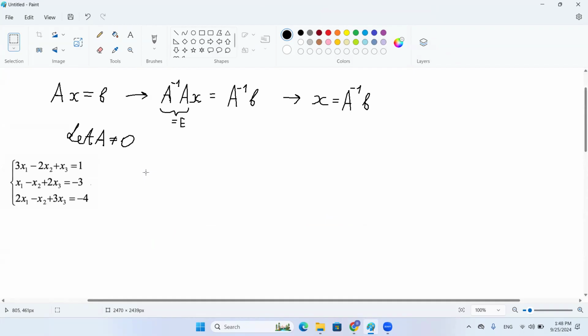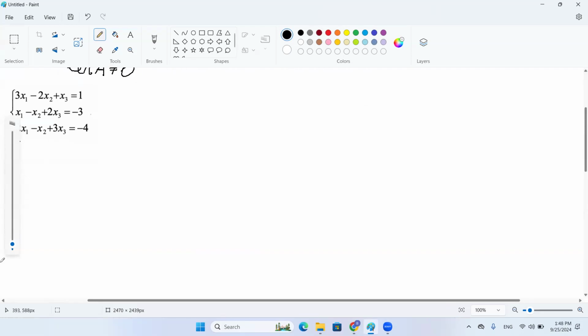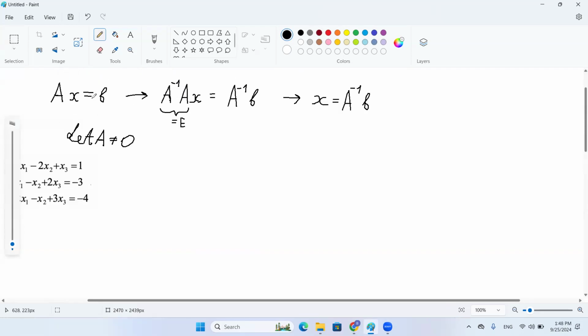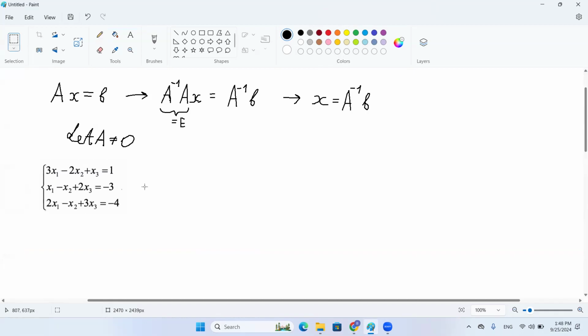Firstly, let's verify that we can use the matrix method here. Anyway, we will need the determinant, so let's calculate it. Oh, it's overlapping. Okay, let me move it a little bit right. So, who wants to calculate the determinant of A? New people, please. Dmitro.